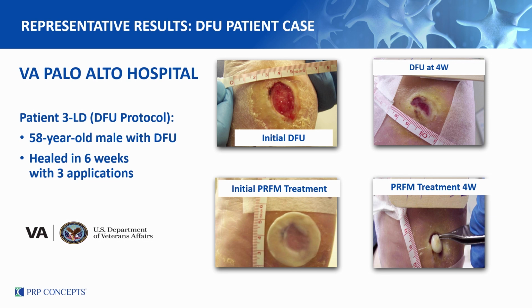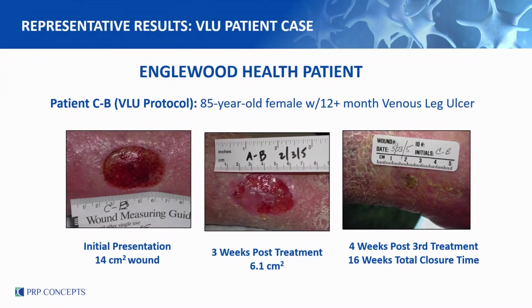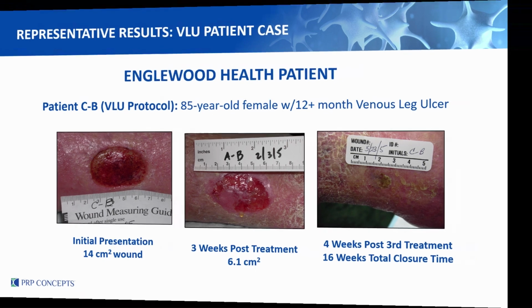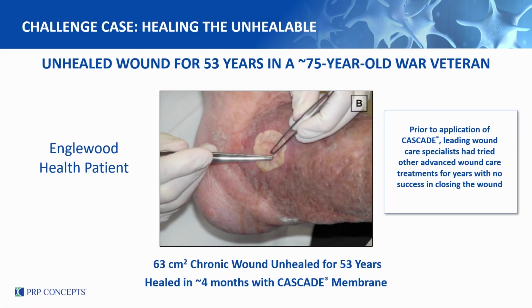So this was the top end. To me, I would love to get there with 1 application, 1 to 2 applications tops, so that we don't have to keep spinning down the blood. But these are autologous growth factors released over a temporal sequence of time, which is different than most other products. Here's another one with a VLU, 85-year-old, 12-month history of venous leg ulcer, healed in 4 weeks after the 3rd treatment. Very good for chronic wounds.